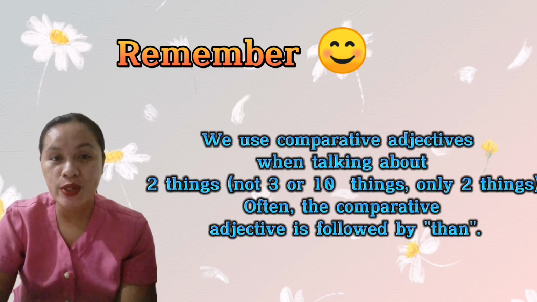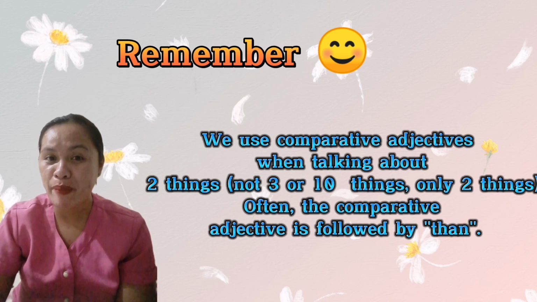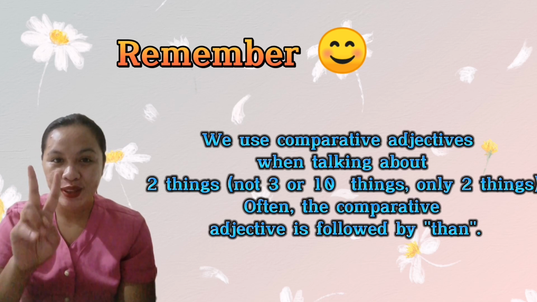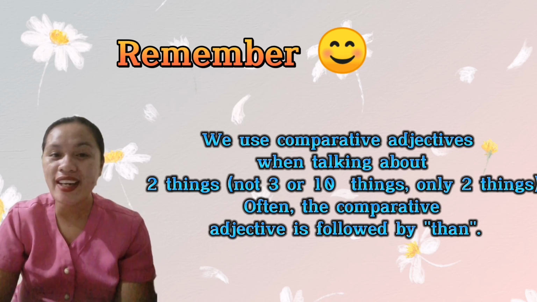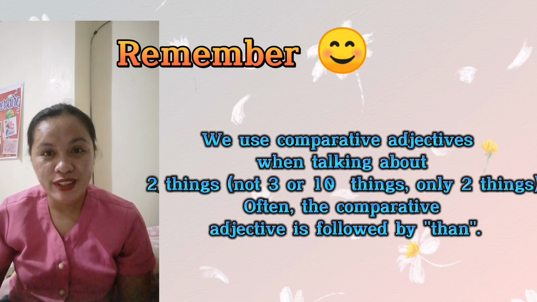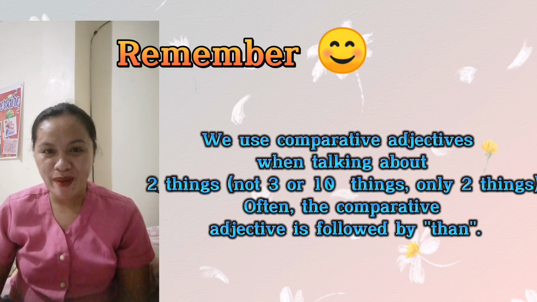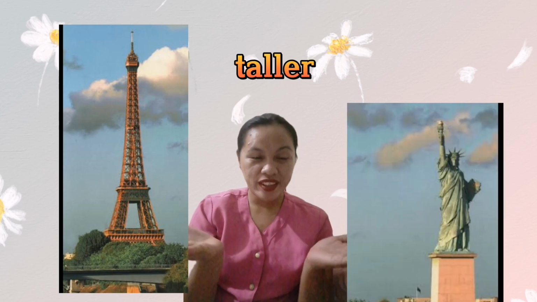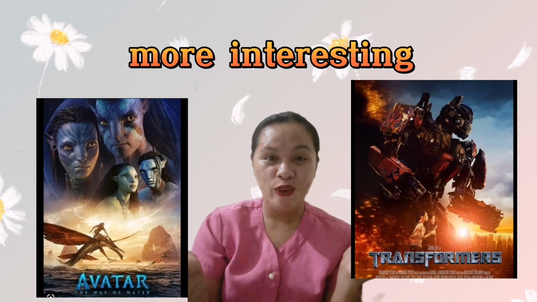Always remember that we use comparative adjectives when talking about two things. Remember that we are talking about two things, not 3 or 10 things, only two things. Often, the comparative adjective is followed by the word than. Now, look at these examples. Eiffel Tower is taller than Statue of Liberty. Avatar is more interesting than Transformers.